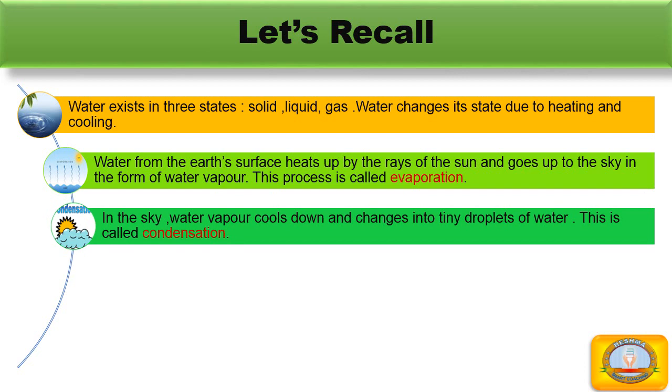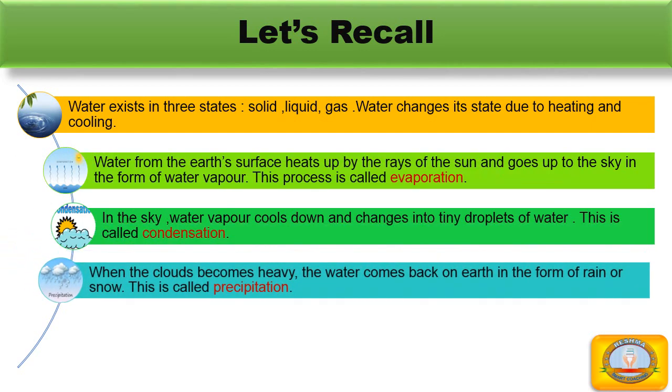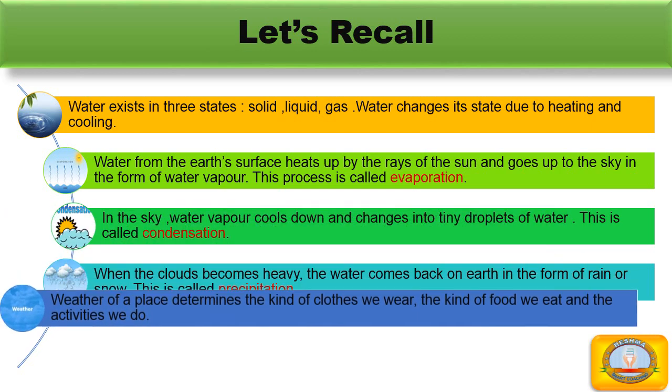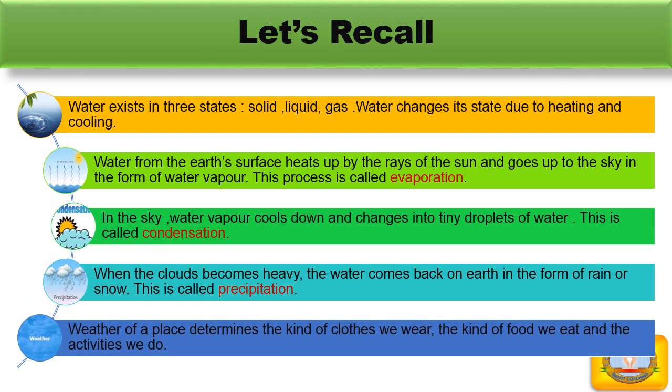In the sky, water vapor cools down and changes into tiny droplets of water. This is called condensation. When the clouds become heavy, the water comes back on Earth in the form of rain or snow. This is called precipitation. Weather of a place determines the kind of clothes we wear, the kind of food we eat, and the activities we do.